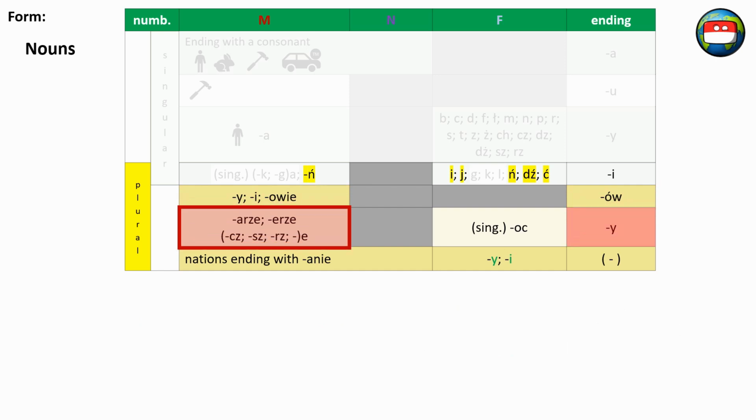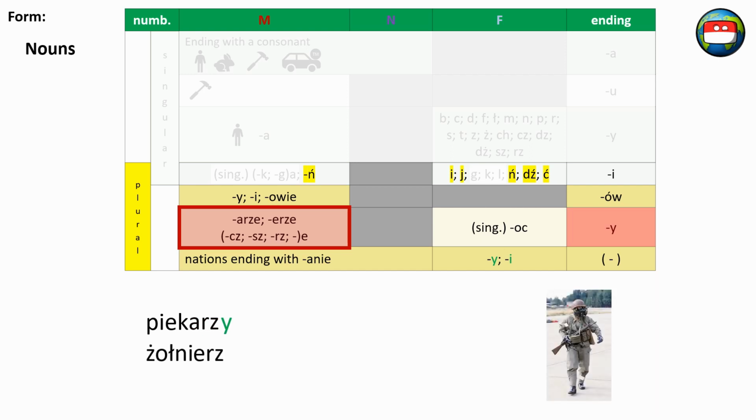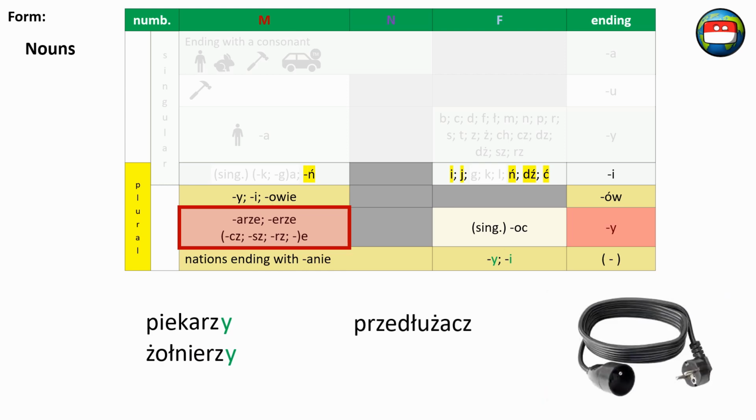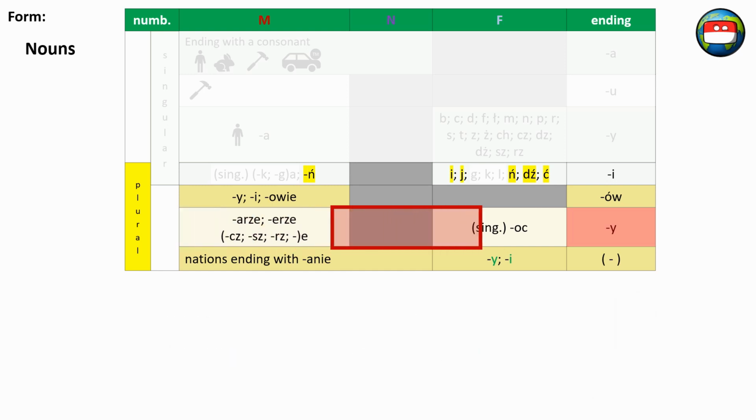Some masculine nouns in plural take the ending y. It applies to those with arze, erze, and other similar endings. Mostly they are names of professions or some devices. First singular, piekarz, plural, piekarze, piekarzy. Żołnierz, żołnierze, żołnierzy. Przedłużacz, przedłużacze, przedłużaczy. Odświeżacz, odświeżacze, odświeżaczy.